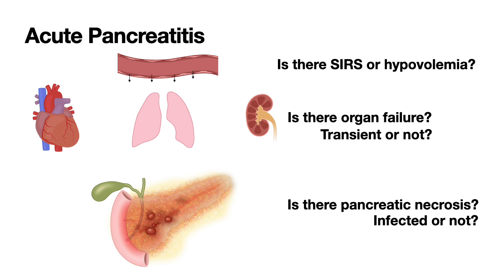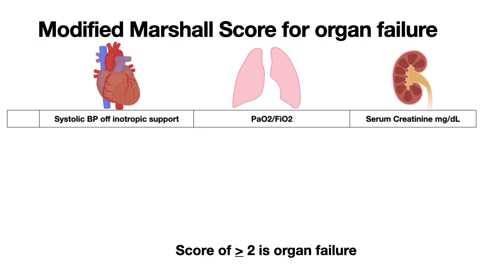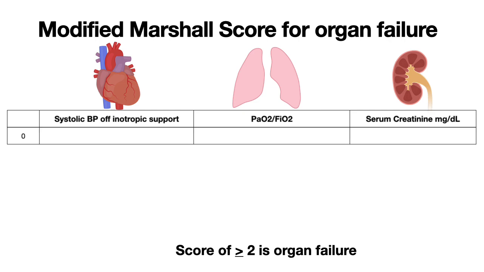And as we see a patient in the ICU and you want to figure out whether the pancreatitis is severe or not, there is a scoring system that is available that is known as the modified Marshall score for organ failure. Basically, we are looking at the impact of acute pancreatitis on the cardiovascular system, respiratory system, and renal system. And you look at the blood pressure and inotropic support to assess the heart function, the ratio of PaO2 and FiO2 for the respiratory system, and the serum creatinine level to assess the renal function. And you give a scoring from 0 to 4.